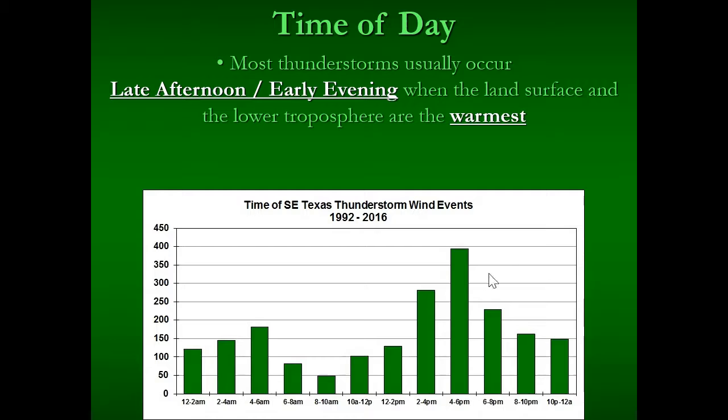So you can see this is a particular area in Texas showing when the thunderstorm wind events occur. And you can see just before dawn, or as the sun is just rising, and then also in the afternoon here, a maxima, basically from like 3 to 6 p.m.